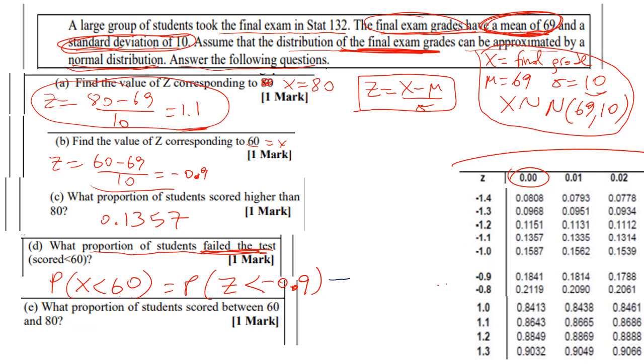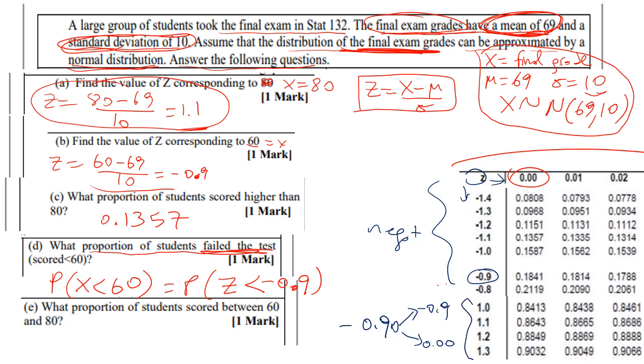Negative 0.9, where is it? Z always has two components, the first column and the first row. By the way, you will have negative and positive tables separately. We will have two papers, but I don't have space, so I put them here together.